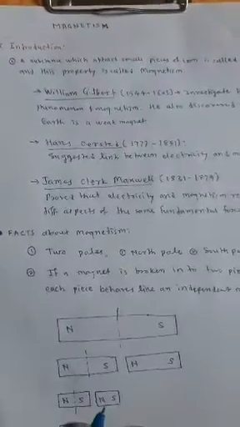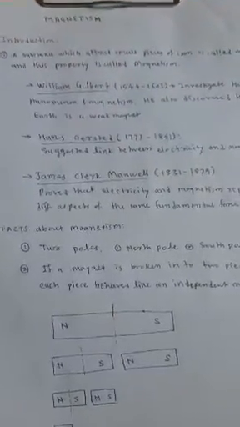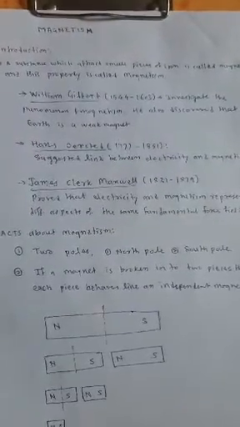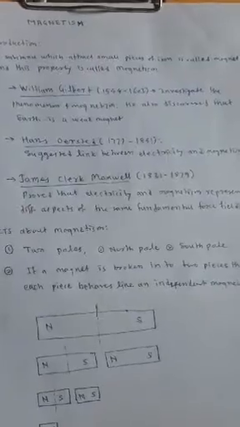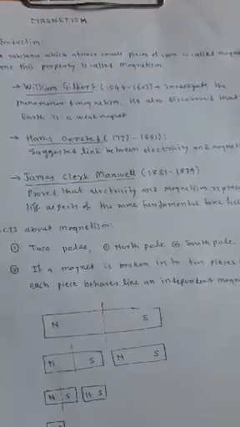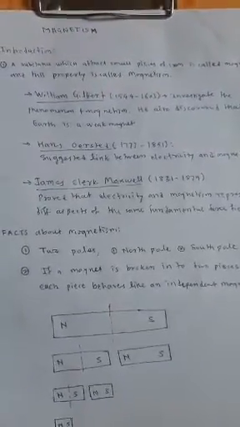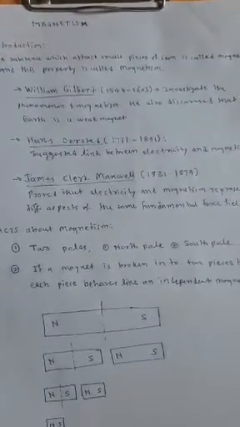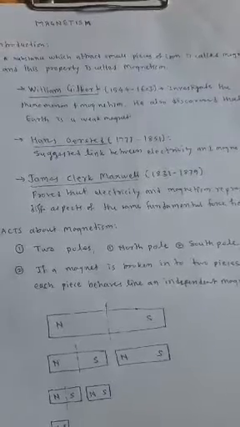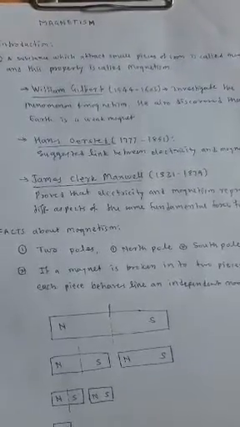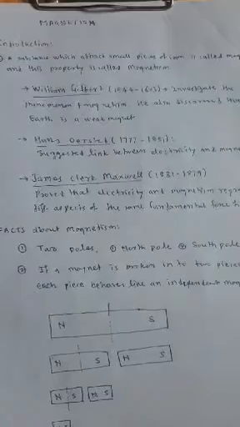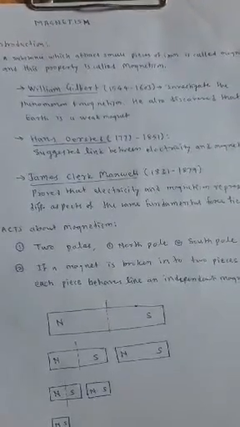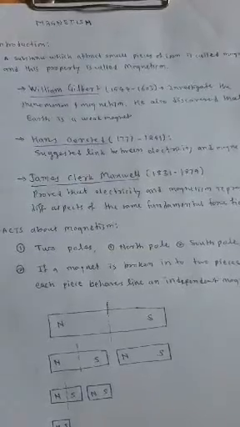A substance which attracts small pieces of iron, and when it is suspended freely, rests in the north-south direction, is known as a magnet. And this property of the magnet is known as magnetism. Magnet and magnetism.